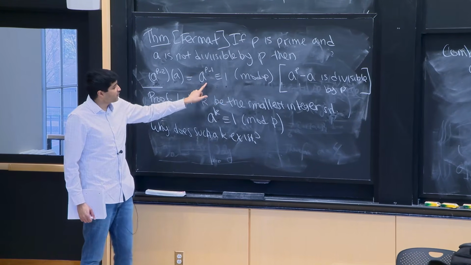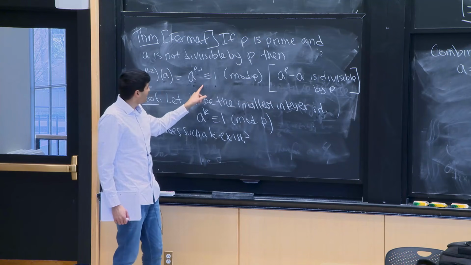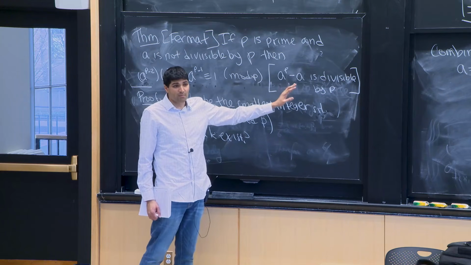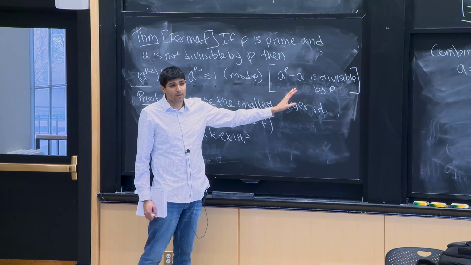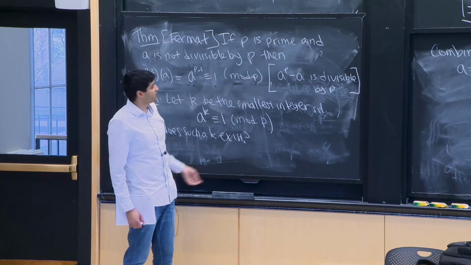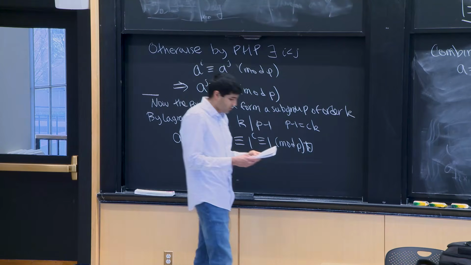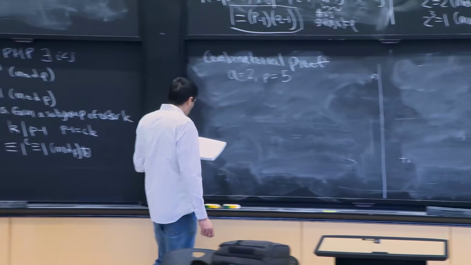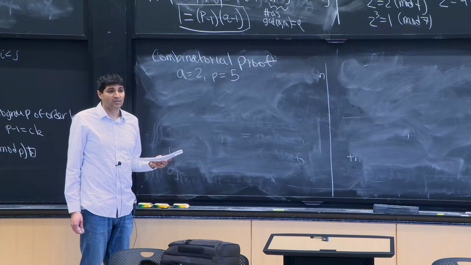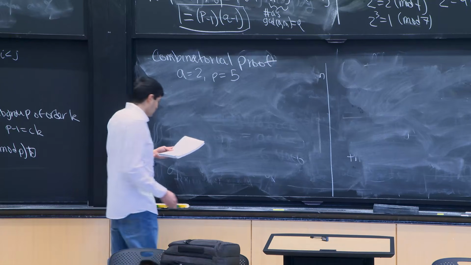When I move the A on the other side, I get this quantity A to the P minus A. The statement that that's congruent to 0 mod P is really the statement that that is a multiple of P. Okay? And I claim that there's a combinatorial proof of this fact, which will give us another way to think about what's happening in Fermat's little theorem. So what I'm going to do is count certain combinatorial objects, and I'm going to prove as a corollary that statement, right?